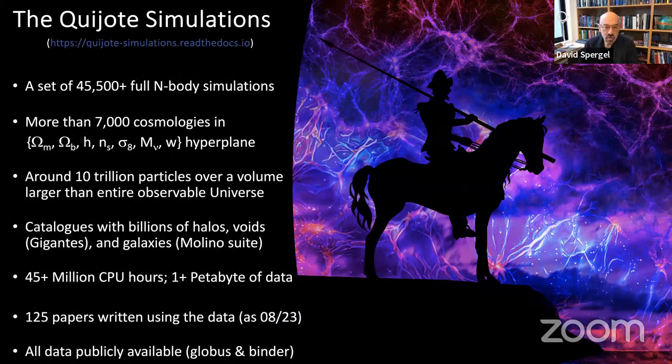Right now, Paco and his team have generated 45,000 full N-body simulations like that. These explore 7,000 different cosmologies with different initial parameters. Those parameters are the density of matter, omega matter, the density of baryons, the Hubble constant, or the expansion rate of the universe, the initial conditions, the amplitude of fluctuations and their slope, the mass of the primordial neutrinos, and the properties of the dark energy.